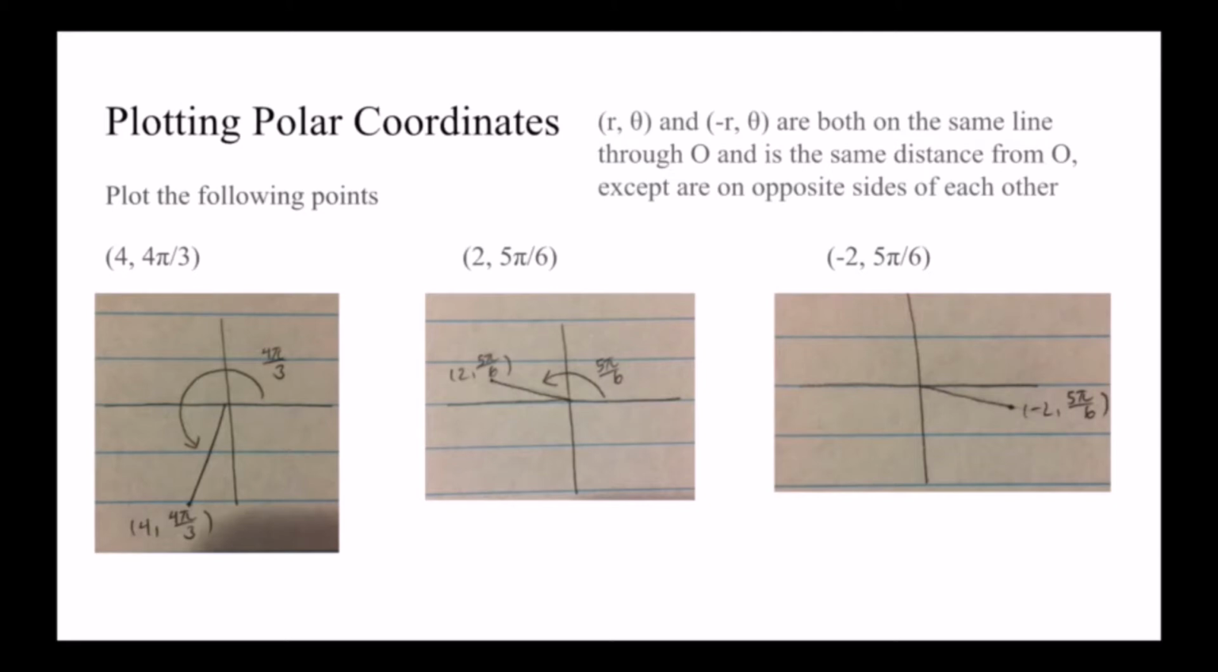And the third point is (negative 2, 5 pi over 6). It is similar to the second point, except that r is negative 2 instead of positive 2, which means that it is plotted on the opposite quadrant, which in this case is the fourth quadrant. Basically, (r, theta) and (negative r, theta) are both on the same line through O and are the same distance from O, except they're on opposite sides of each other.